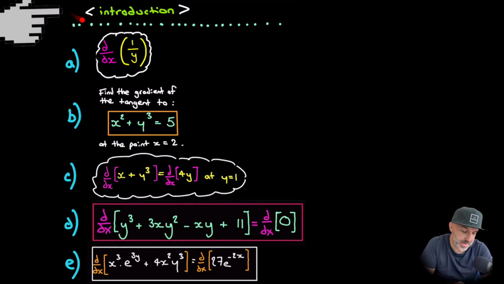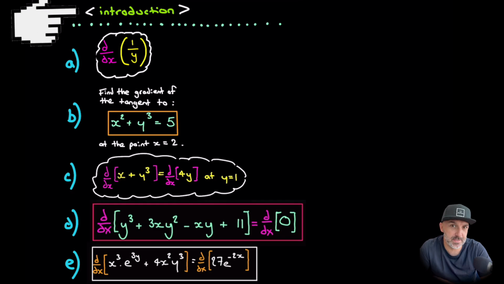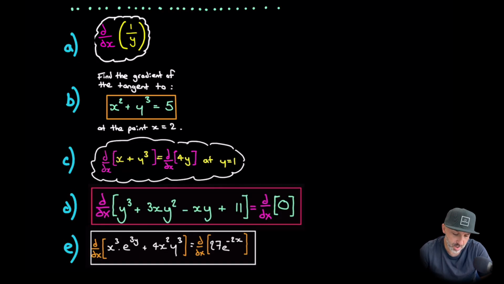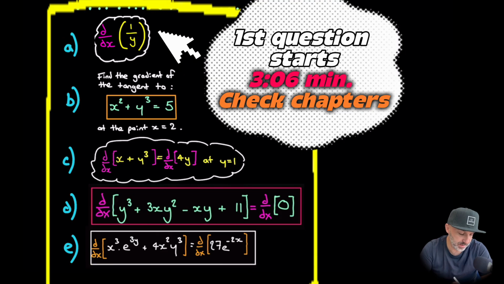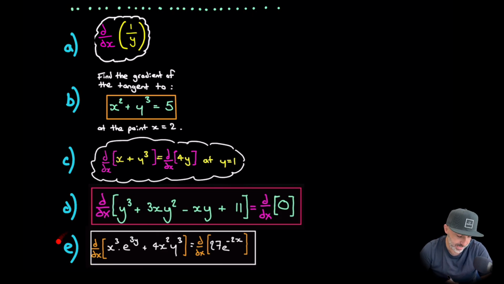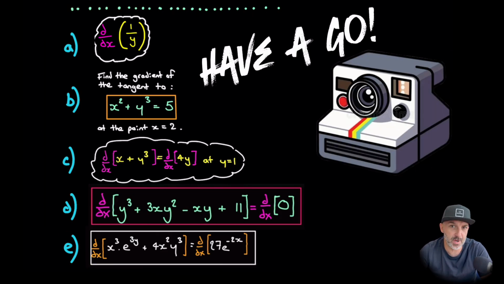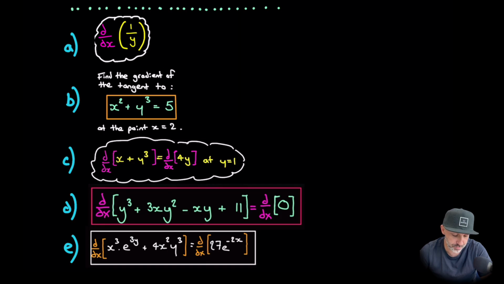Okay, so after a brief introduction about what implicit differentiation is and how we do it, I'll run through a series of questions in this order. If there's one particular letter that you want to have a go at, jump ahead in the chapters. Otherwise, take a photo, have a go at them yourself, and work through them with me.